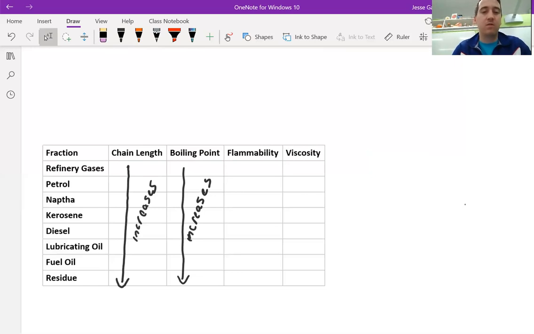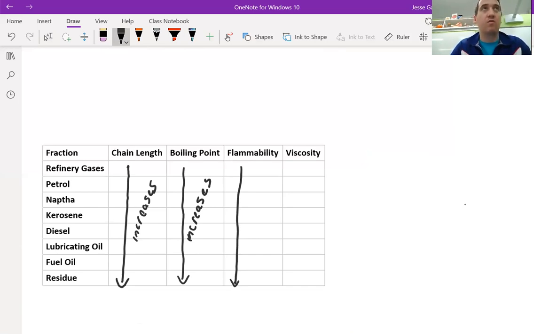All right, the next one, flammability. Well, you have to think back to lesson 7, or video 7, where we learned that the smallest hydrocarbons are always the most flammable. This is because they have a higher ratio of C-H bonds than they do C-C bonds, carbon-carbon versus carbon-hydrogen. Carbon-hydrogen are much higher energy bonds. So if the ratio of those is higher compared to carbon-carbon bonds, then you're going to be more flammable. That means the ones at the top are the most flammable because they are the smallest molecules.